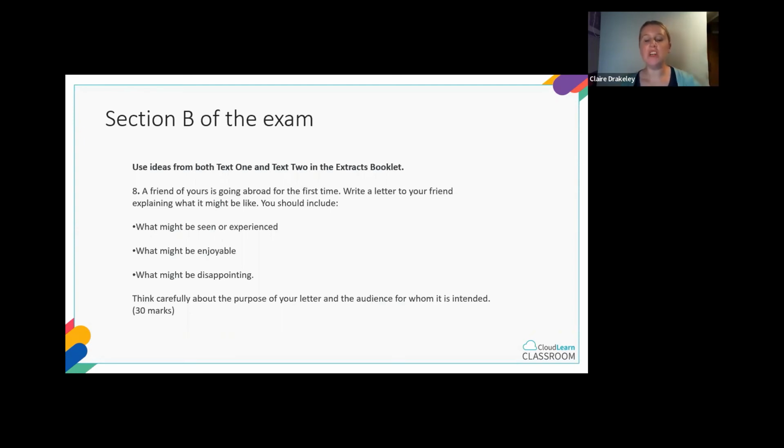But yeah, they want to know that you've understood this is to a friend. This is not a formal letter. You wouldn't write a letter to a friend as you would to a grandparent or a counsellor or a newspaper or something. They want to see that you've understood. This is to a friend. This is a casual letter. This has got a jolly tone. This has got a friendly tone. You know, we're friends.